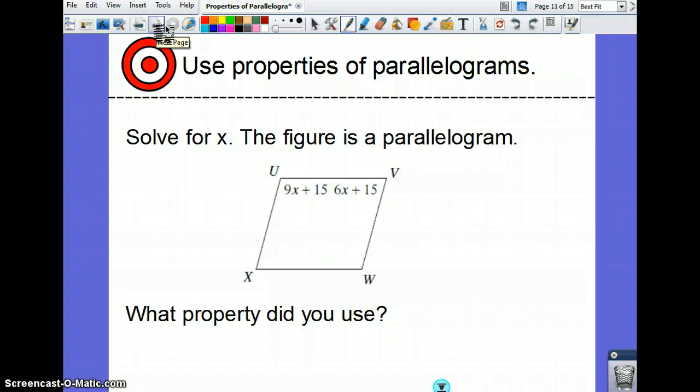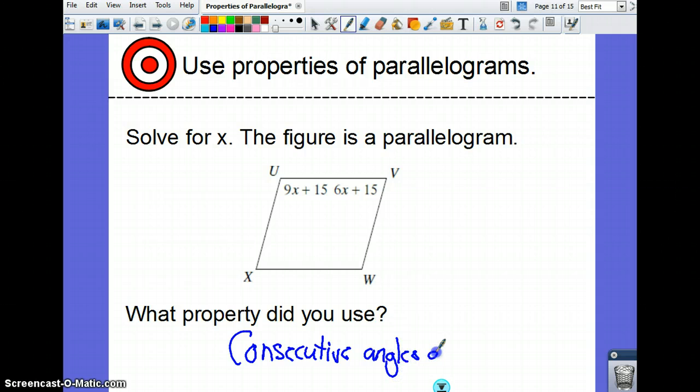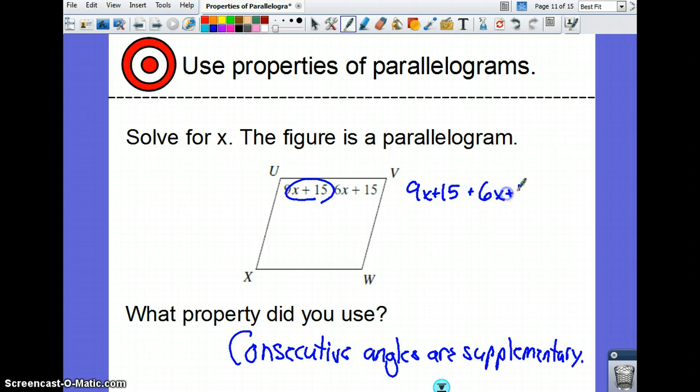Okay, so this is just like the other one we did. Remember with me? What kind of angles are these? These are consecutive. And we know that they are supplementary, so they add up to 180. This means that 9x plus 15, this angle right here, plus 6x plus 15, this angle right here, should add up to be 180.